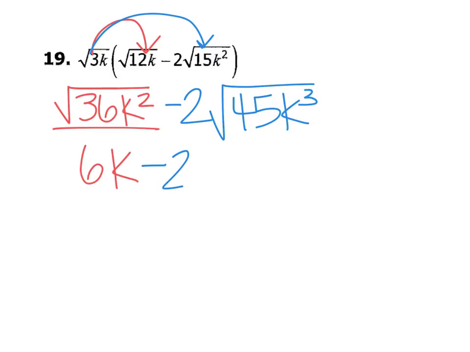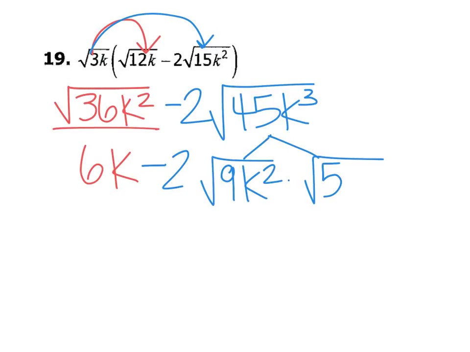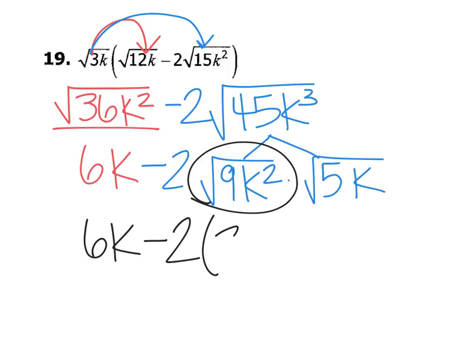Then minus 2, we want to try to break down this square root of 45k to the third into what we can factor and what we can't. So what we can factor times what we can't. Right off the bat, we know 9 and 5 are factors of 45, and 9 is a perfect square. So 9 and 5. K to the third, 3 is not a multiple of 2, but 2 is. So k squared goes under what we can factor. We've got 1k left over. Then we want to rewrite it as 6k minus 2. Take the square root of this, so times 3k.